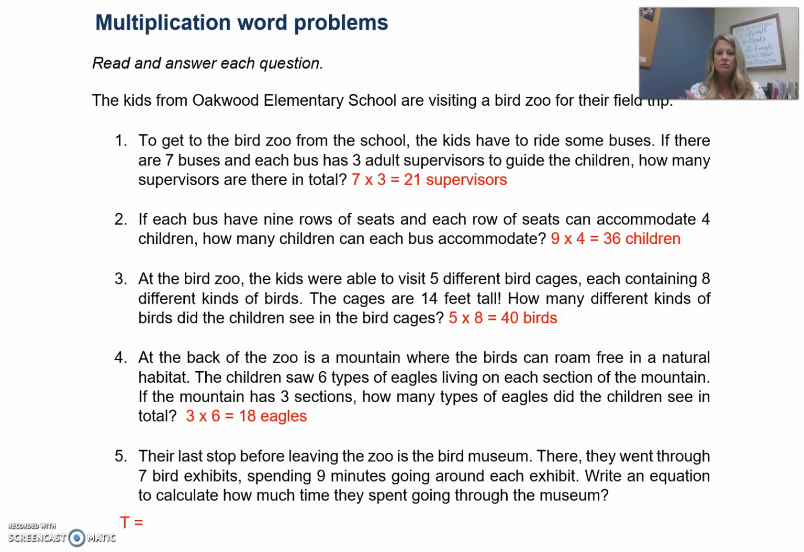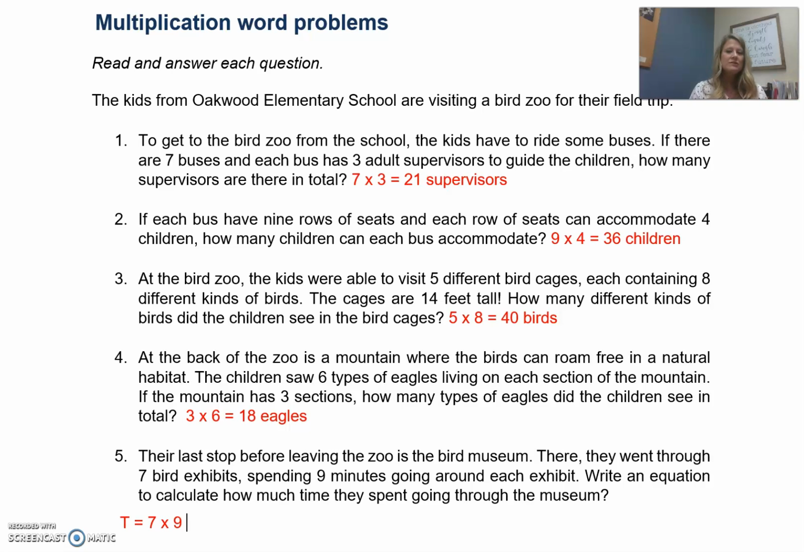How do we find our total time? Well, we need to know what our groups are and then what's repeating. Well, the groups here are referring to the bird exhibits, and there are 7 of those. And how much time did they spend in each of those? 9 minutes, right? So we're going to have 7 times 9. Now that's the equation or formula that would help us to figure out time, which is represented by T.